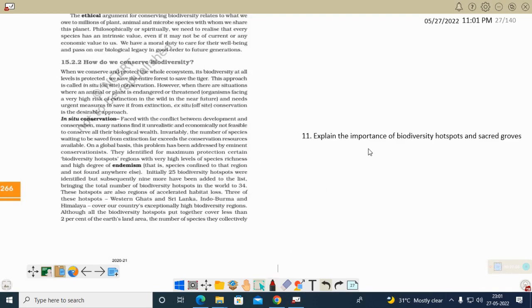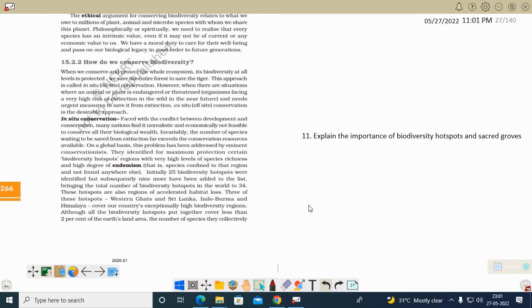Next question, a 3-mark question. It is, explain the importance of biodiversity hotspots and sacred groves. Importance of biodiversity hotspots: biodiversity hotspots are regions that have a very high level of species richness and a high degree of endemism. Endemism is nothing but species which are confined to a particular region and not found anywhere else. So biodiversity hotspots have a high degree of species richness and a high degree of endemism.